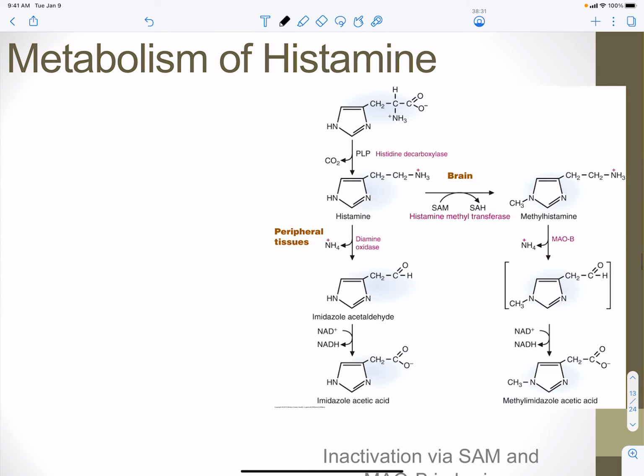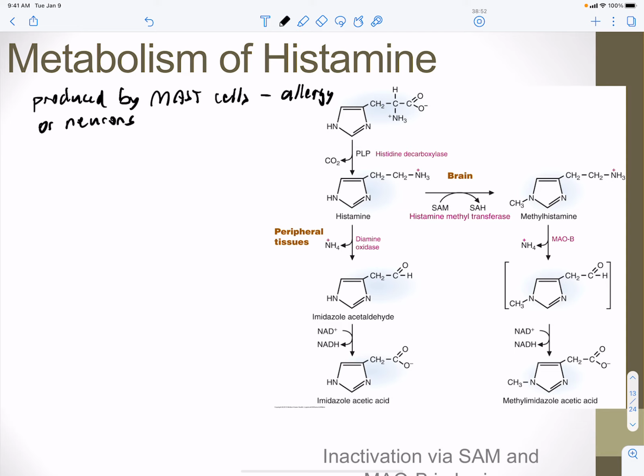Now, there's also metabolism of histamine. So histamine is produced by mast cells and some neurons. And that's the allergy response. They're going to be synthesized from histidine in a single step that requires the histidine decarboxylase and pyridoxal phosphate. Then you get histamine. Once released from neurons, this can activate both pre- and postsynaptic receptors and is not recycled.